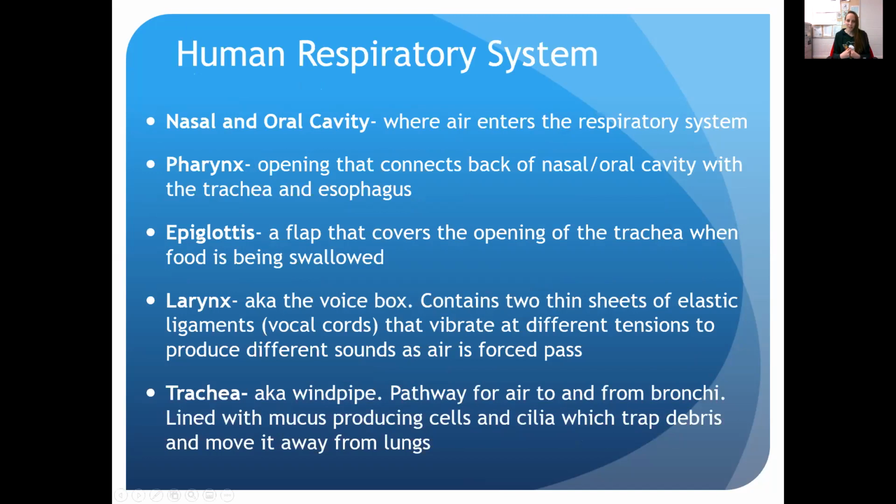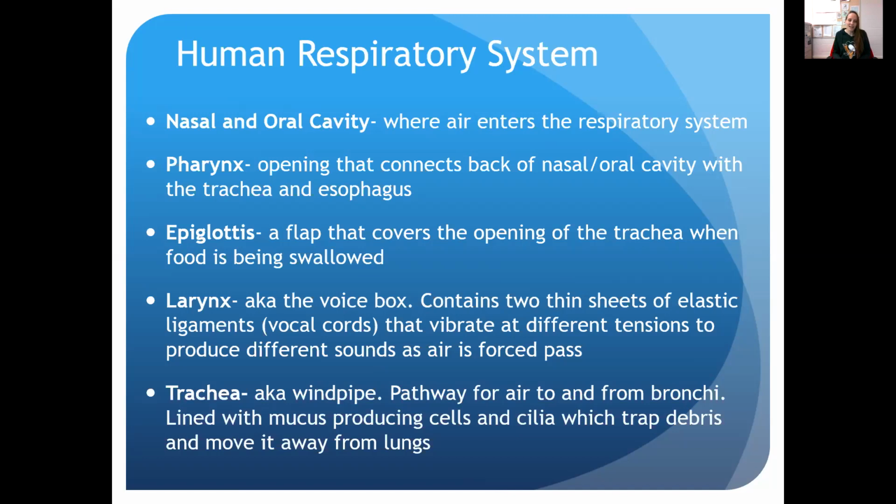Okay, so let's go through these different structures that make up the respiratory system. We start with the nasal and oral cavity, where air is brought into the respiratory system anytime you inhale. Then you have the pharynx, which is the opening at the back of your oral cavity, where both the trachea and esophagus come down off of. Then you have the epiglottis, which is a little flap that closes over the opening of the trachea anytime food is being swallowed, so that the food doesn't go down the trachea, it will go down the esophagus instead.